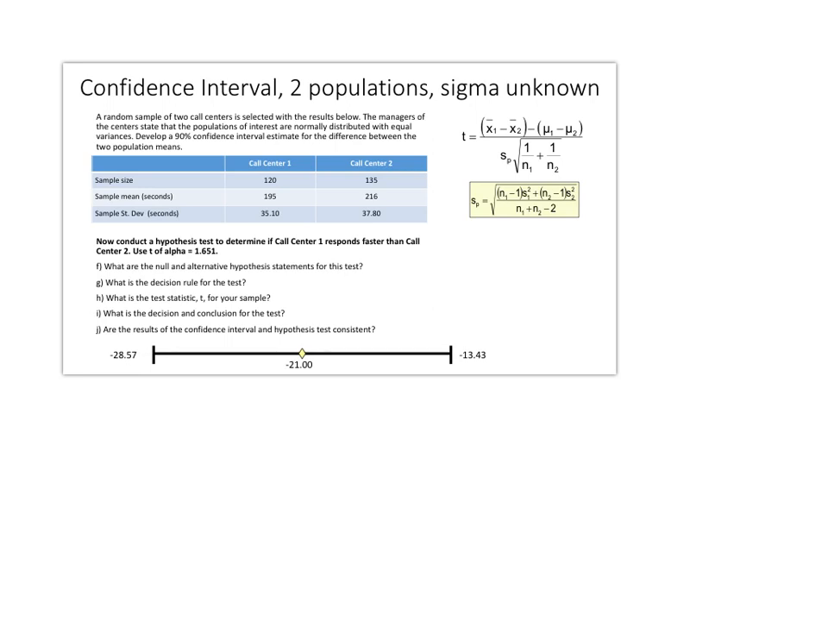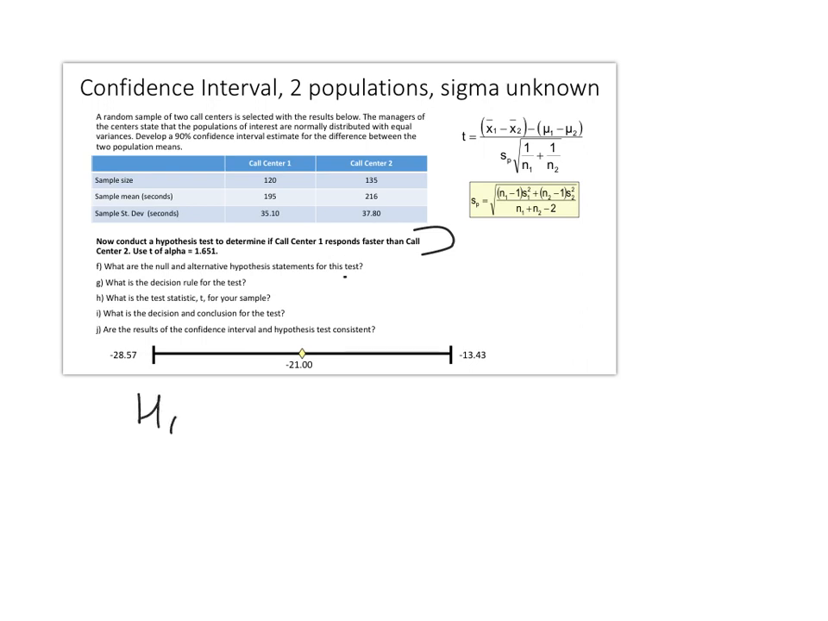Now the question is, conduct a hypothesis test to determine if call center 1 responds faster than call center 2, use t of alpha of 1.651. So we have the same specs as the earlier part, but now it's a hypothesis test. So our hypothesis statements, which is part F, says what are they?